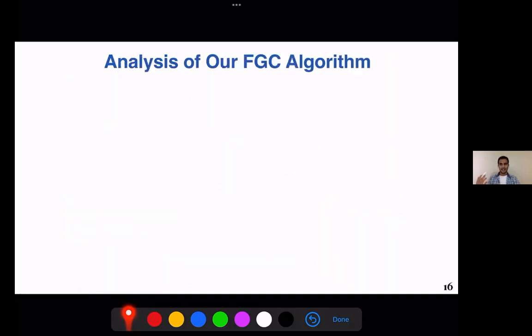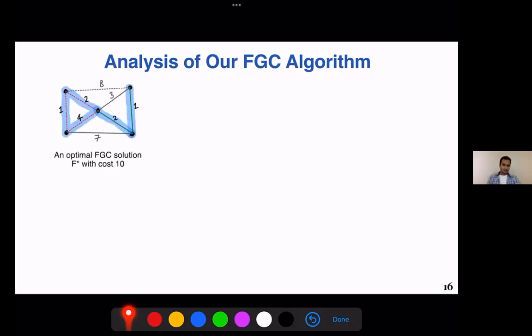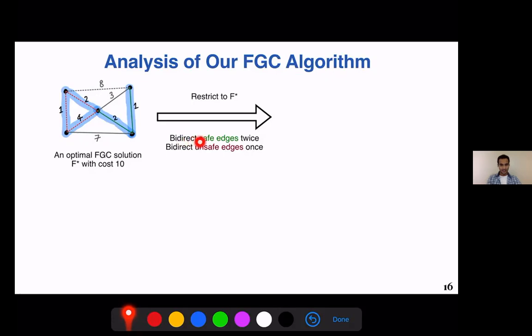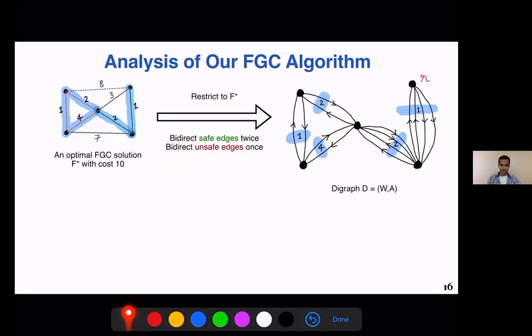Now let's analyze this algorithm. Again, I'll use pictures. Consider an optimal FGC solution F star, which is shown here. Let's restrict to this optimal solution. We'll again build an auxiliary digraph by bidirecting safe edges twice and bidirecting unsafe edges once. So we get this digraph. Now in this digraph D, we'll consider a minimum cost rooted two arborescence.